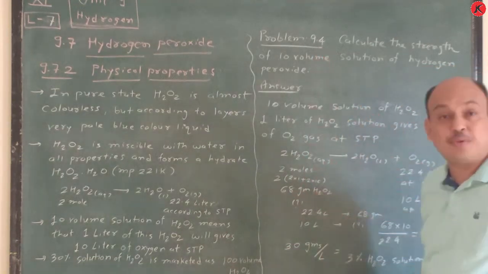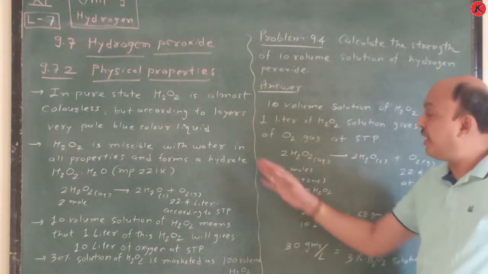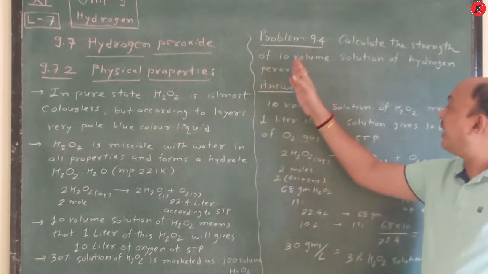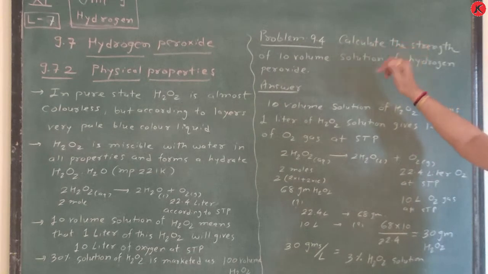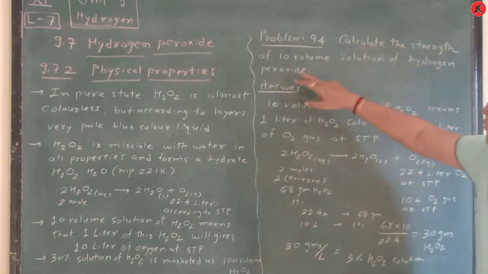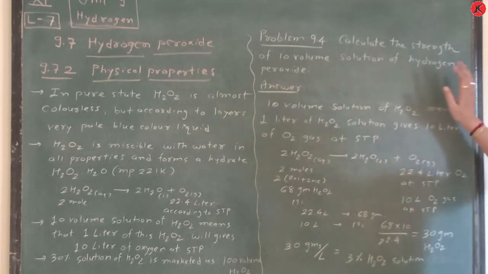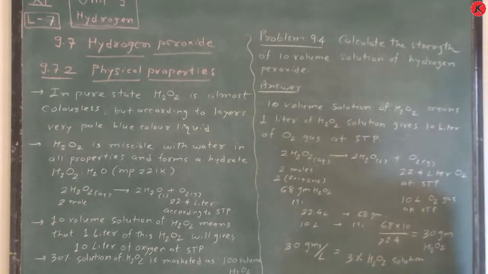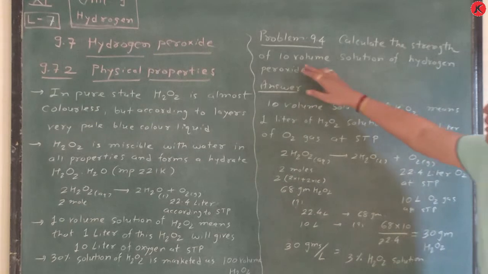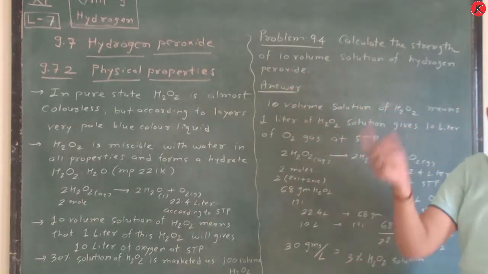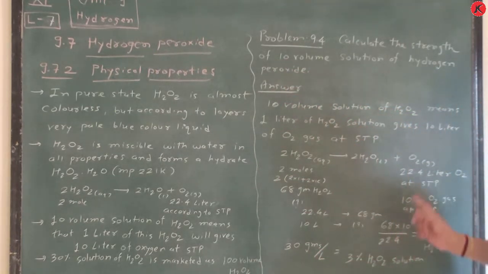This is a different type of question. So remember according to that way. And once again, another problem is there. Calculate the strength of, instead of 10 volume, write down here 30 volume solution of hydrogen peroxide and calculate it. This is in your homework. Instead of 10 volume, you write down 30 volume, and that is in your homework.